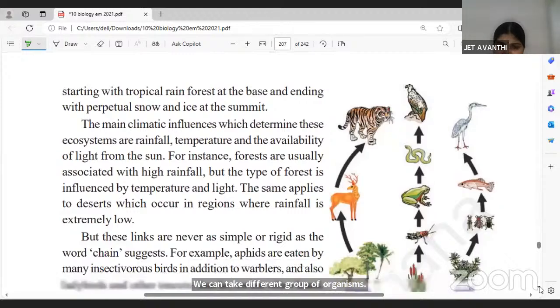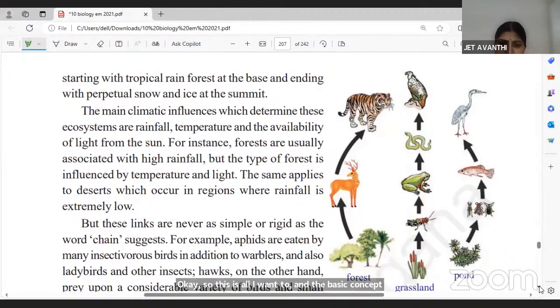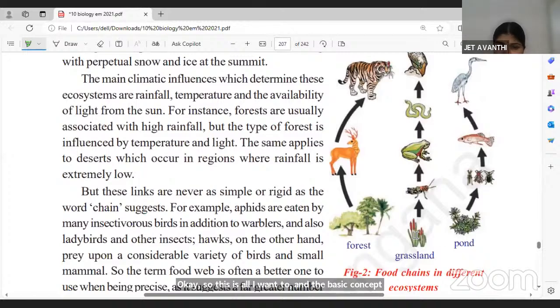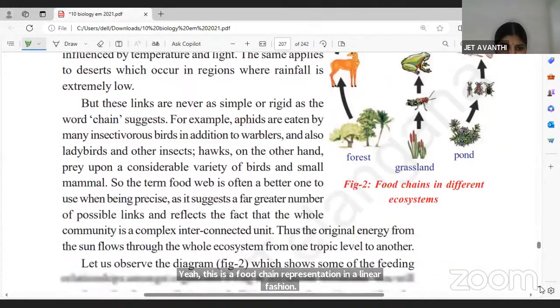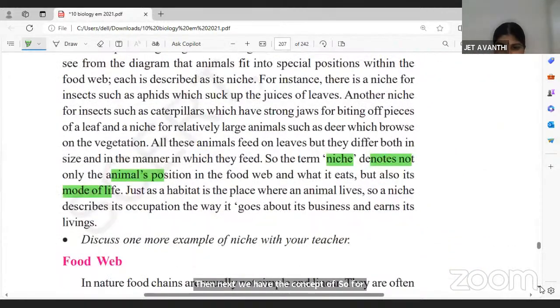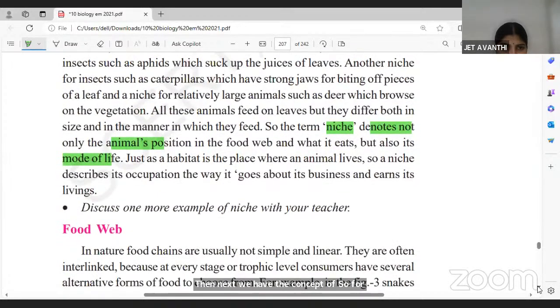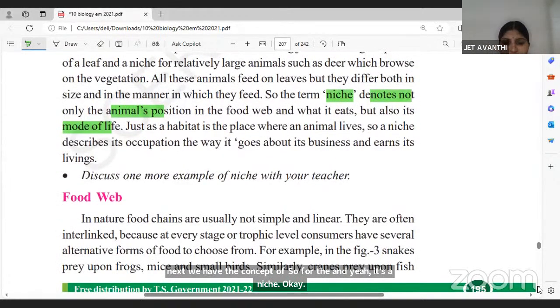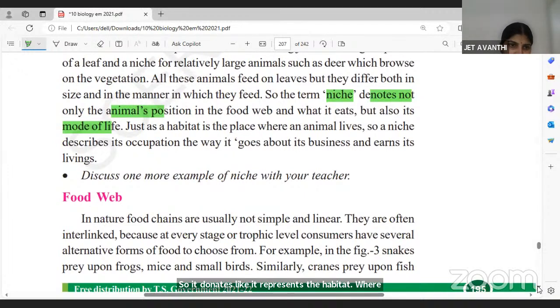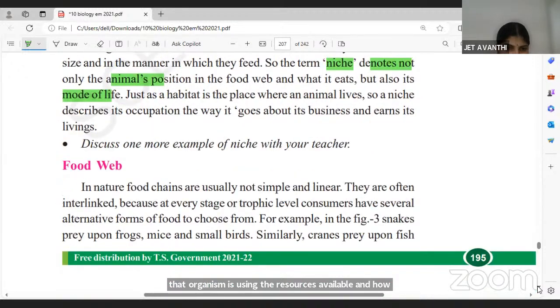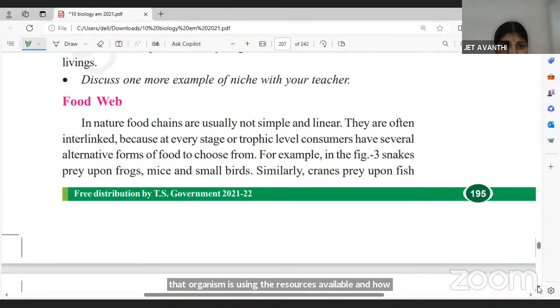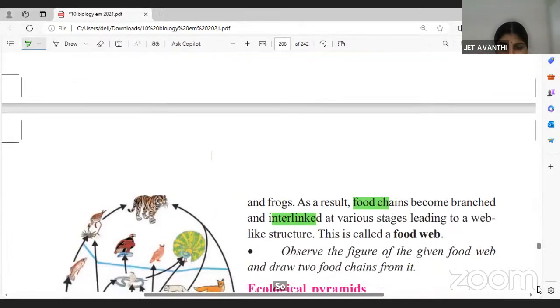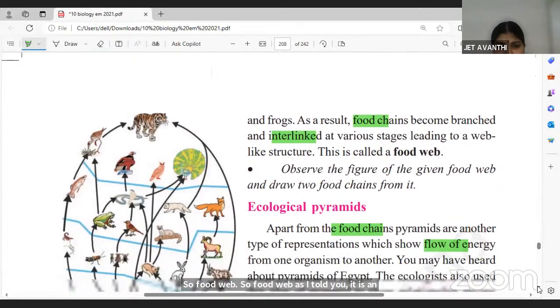And this is a food web, children. Interrelated or interconnected food chains are called a food web. As I told you, this is a food chain representation in a linear fashion. Then next we have the concept of food web, and here it's a niche. It represents the habitat where an organism is surviving, and not only its habitat, even how that organism is using the resources available and how it is surviving in that particular habitat. So a food web is an interconnected food chain. Different food chains are interconnected to each other, forming a food web.